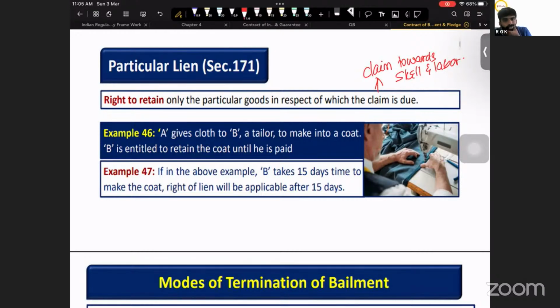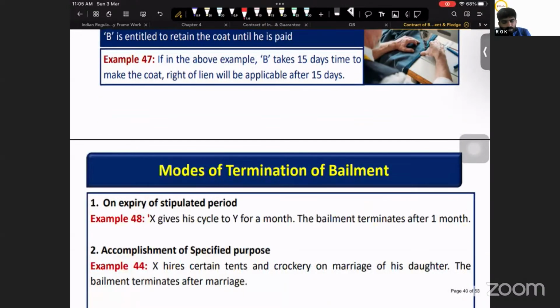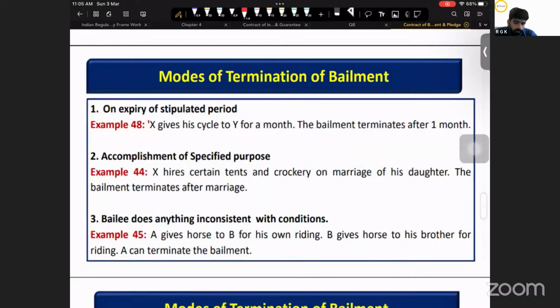The next important concept here is the modes of termination of bailment. How will bailment come to an end, or how will bailment be terminated? First one is on expiry of the stipulated, predefined period. If the bailment is for a specific period, once that period is over, the bailment will come to an end.